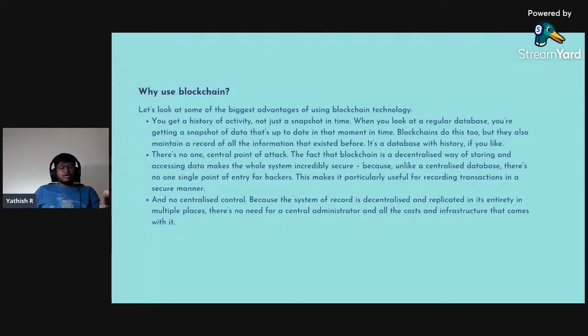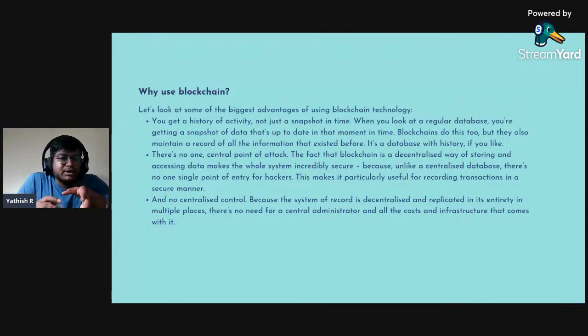Usually in normal databases, you can get only a certain snapshot of time, a snapshot of data, right? That doesn't happen here. The data is synced every minute, so you don't have to worry about losing the data. And when you look at regular databases, you're getting snapshots of data that's up to a month, like I said, right? Blockchains also maintain a record of information that existed before.